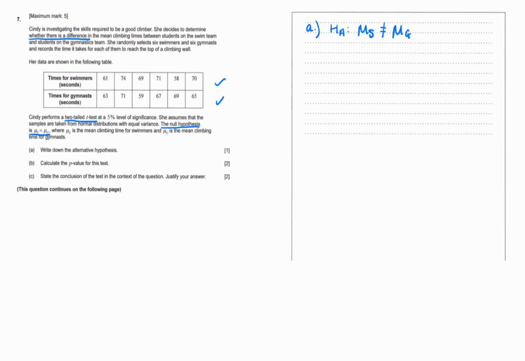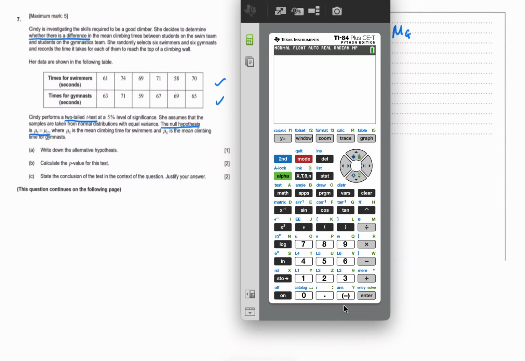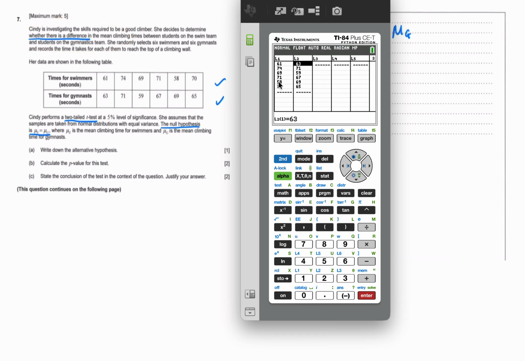And then part B, we're told to calculate the p-value for that test. For this, we need to go to our GDC. We're going to go to statistics and edit. And you can see here I've typed in two lists of data. The first is for the swimmers and the second is for the gymnastics.